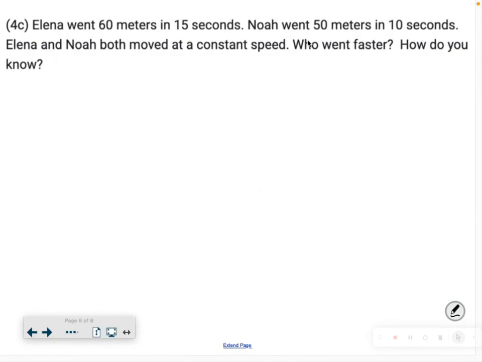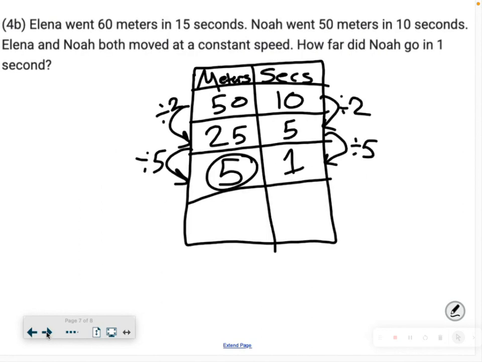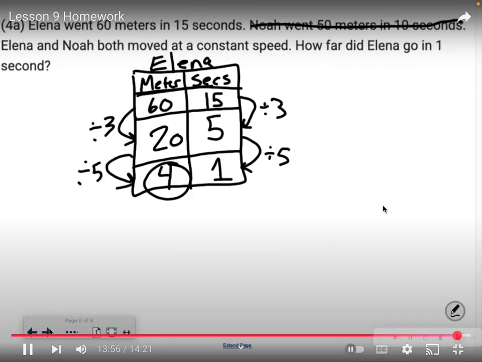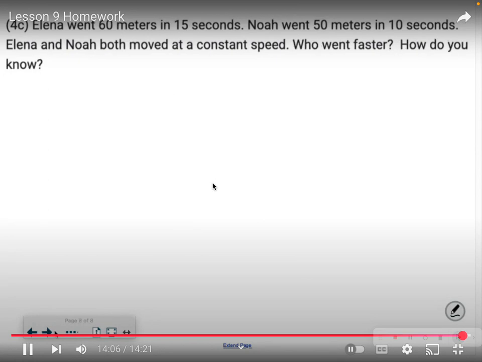And then this last question is pretty easy. Who went faster? How do you know? Noah or Elena? So we knew Elena went 4 meters in 1 second. Noah went 5 meters in 1 second. So because they were both going for the same amount of time, the person that went farther is going to be the person that went the farthest, which would be Noah.